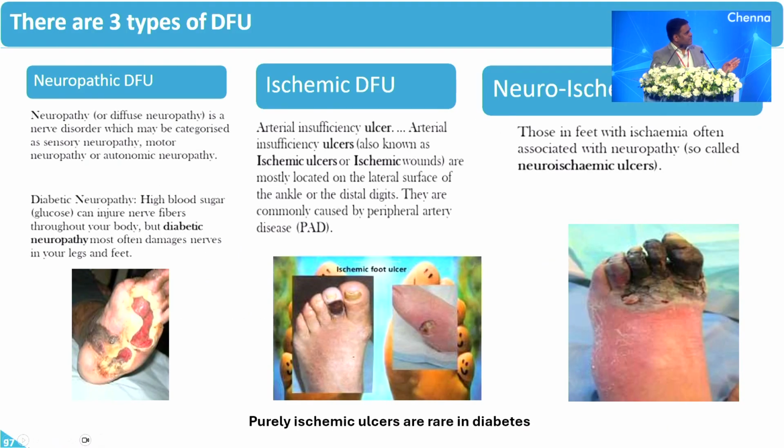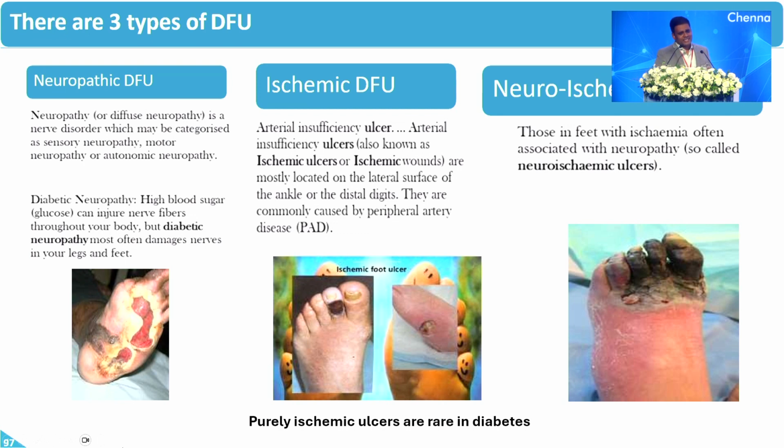Here I can show you three different types of foot ulcers. The first one is the neuropathic diabetic foot ulcer. It's a combination of all three: motor, autonomic and sensory neuropathy. Ulcers develop in the most prominent pressure areas like the forefoot, midfoot and hindfoot.